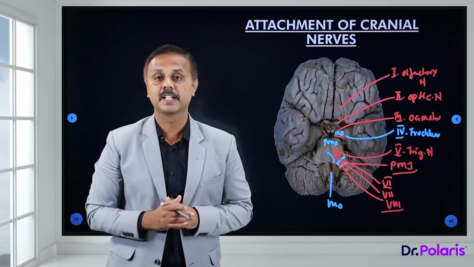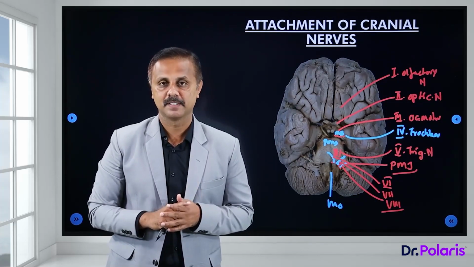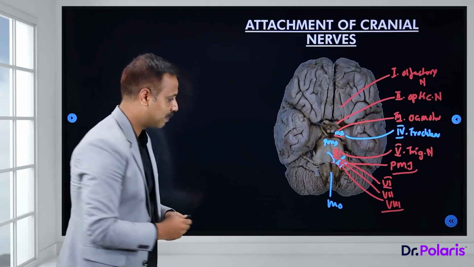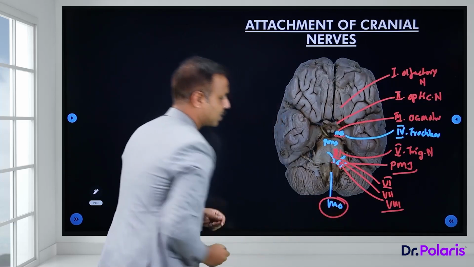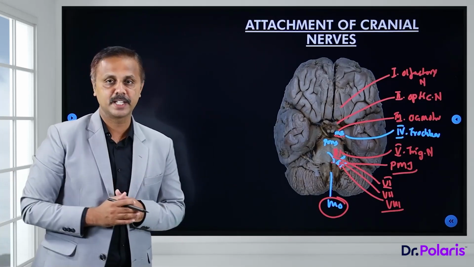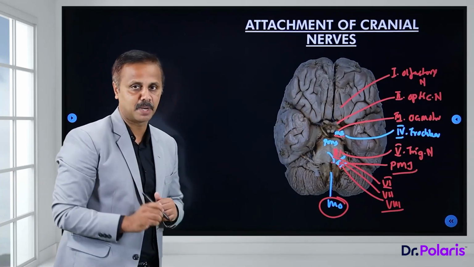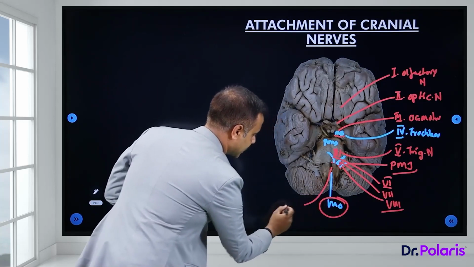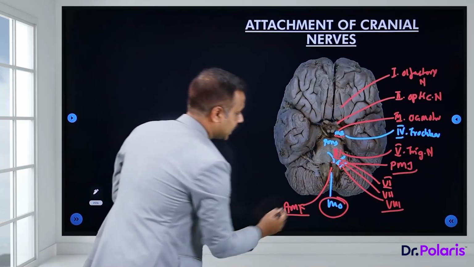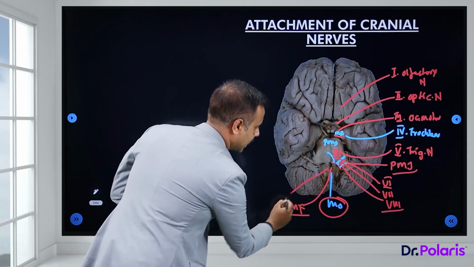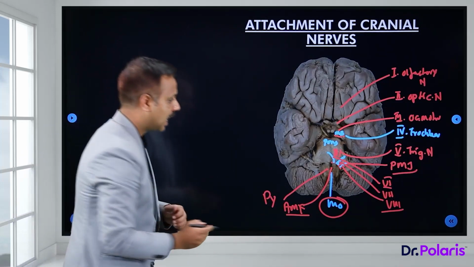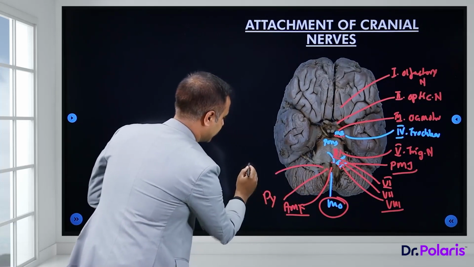Now, we are left with cranial nerves 9 to 12. Right? Now, where exactly are the last 4 cranial nerves attached? Remember, the last 4 cranial nerves are attached to the medulla oblongata. Where exactly in the medulla oblongata? Again, in order to identify this, we need to identify a few landmarks. What we have here is referred to as the anteromedian fissure. Right? On either side of the anteromedian fissure, we have a swelling. This swelling is the pyramid. Right? After the pyramid, there is one more swelling, that is the olive.